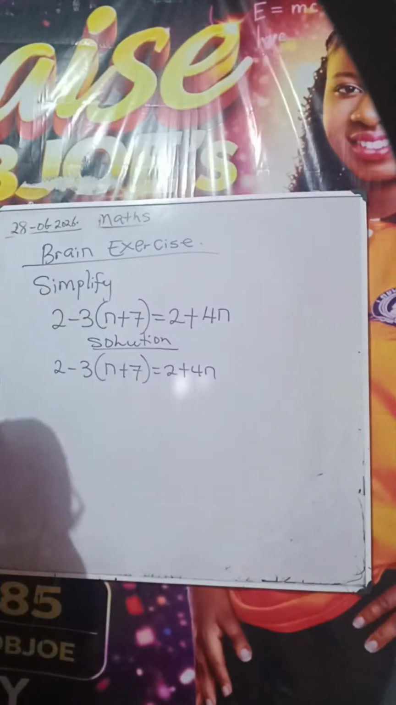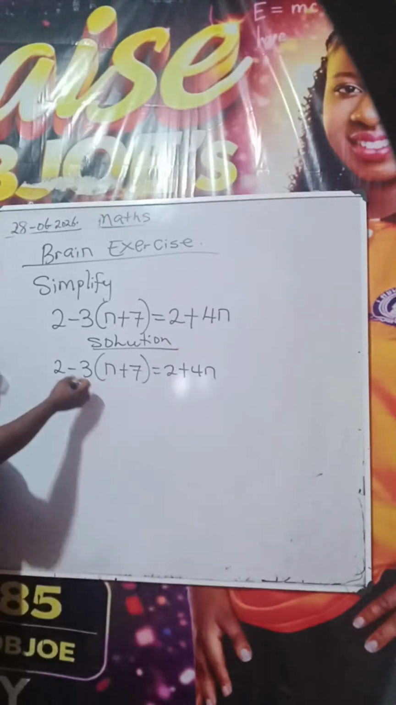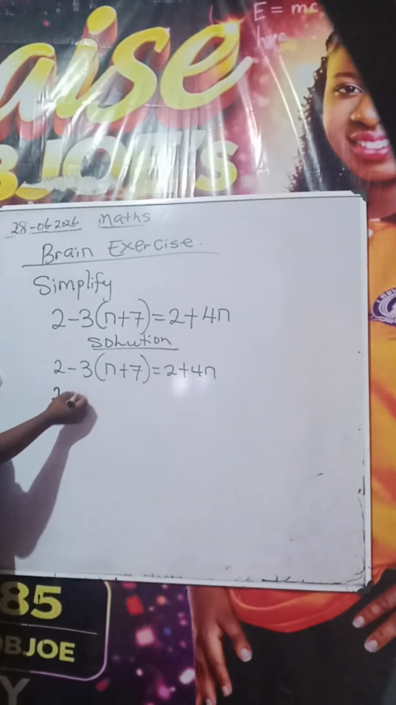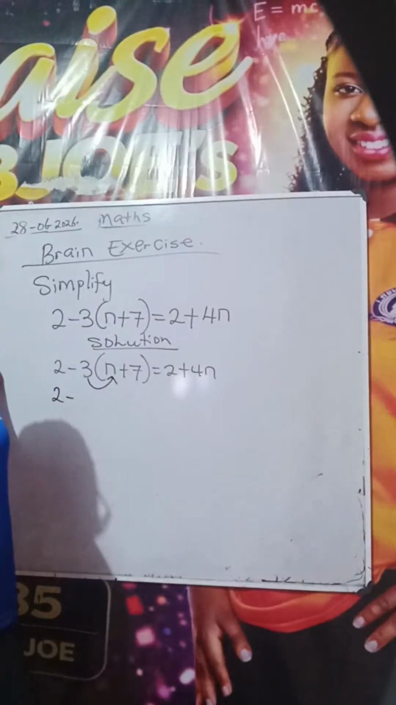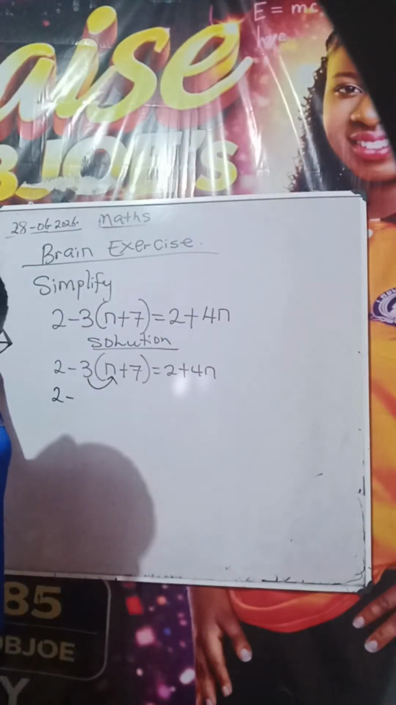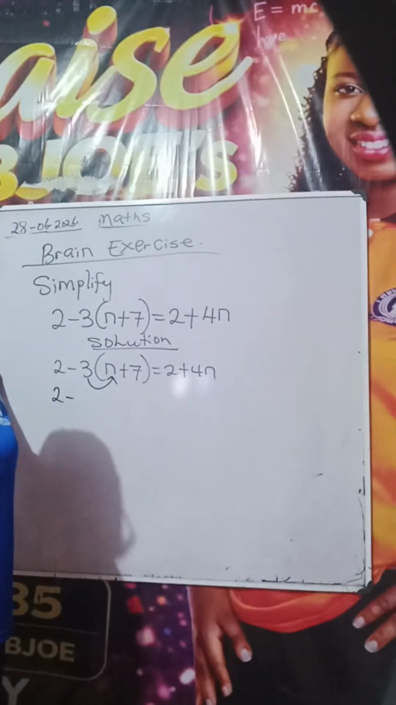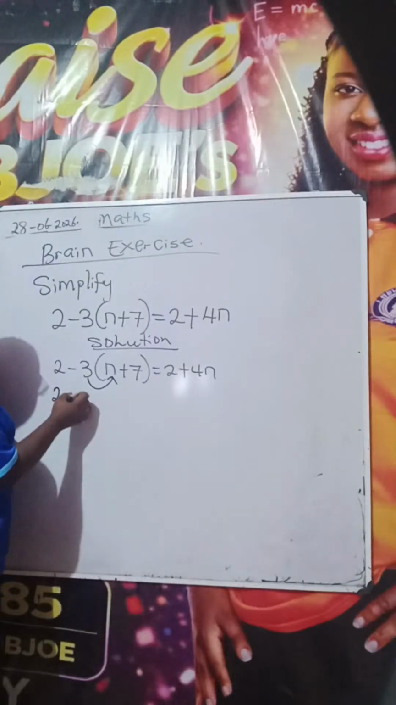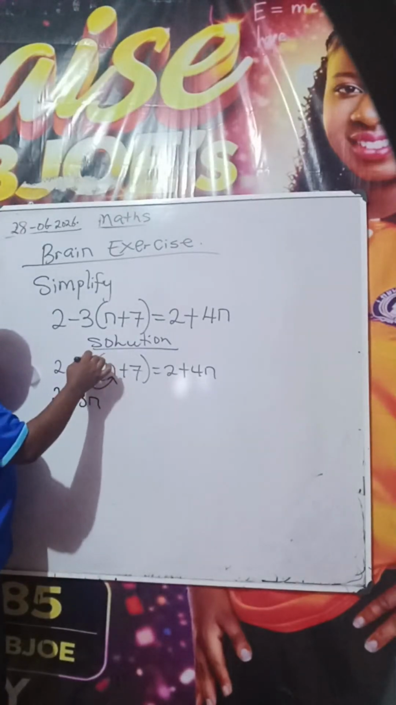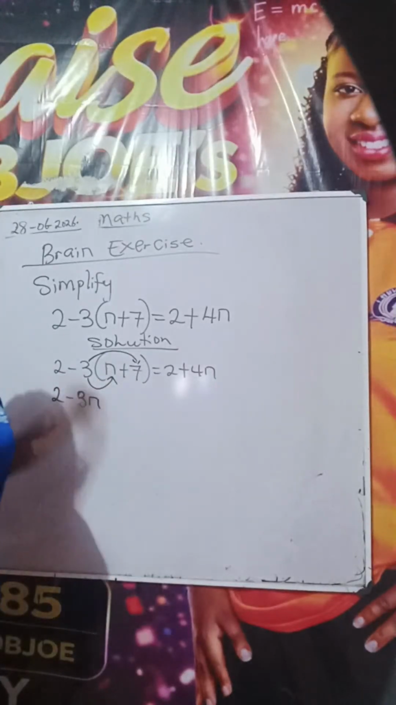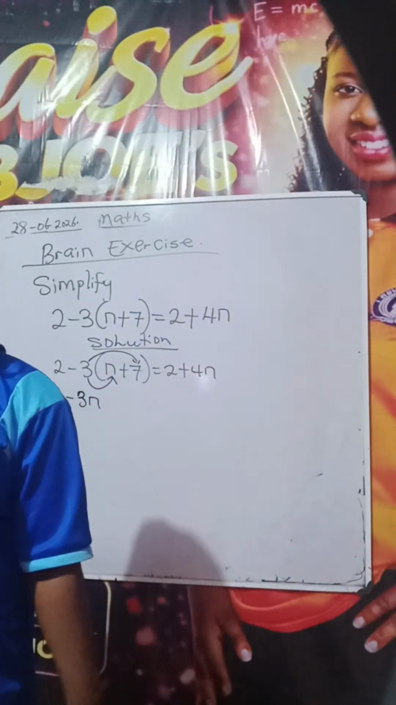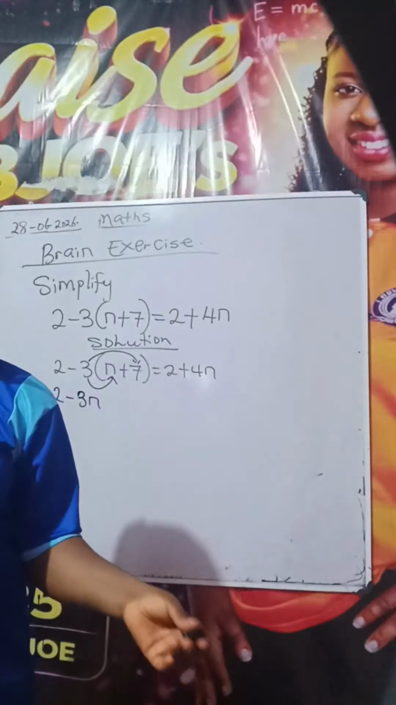With the 3. Yeah. So we have 2 minus 3 times n. 3 times n, what do we have? So 3 times n will give me 3n. Then minus 3 times 7. The answer is what?